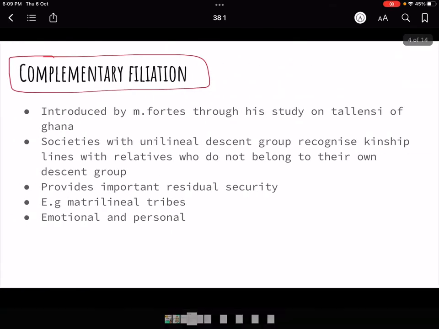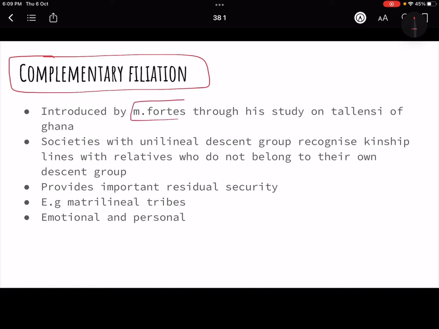This concept was given by M. Fortes through his study of the Tallensi of Ghana. He studied this tribe and saw that there is one concept, filiation, through which your political office and all your economic activities are going to be governed, how the rules of descent are going to be. But apart from that, there are other members also in the kin group who are important, who serve a certain purpose in the grouping. So they are also important, and based on his study of the Tallensi of Ghana he came to this conclusion.